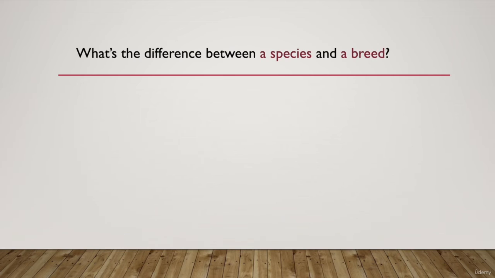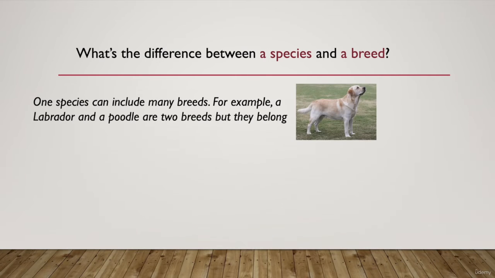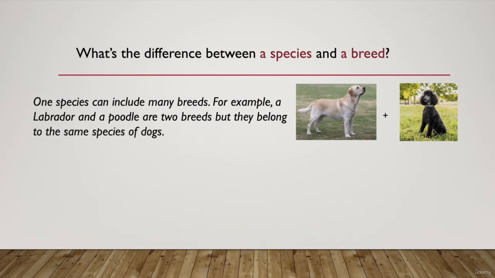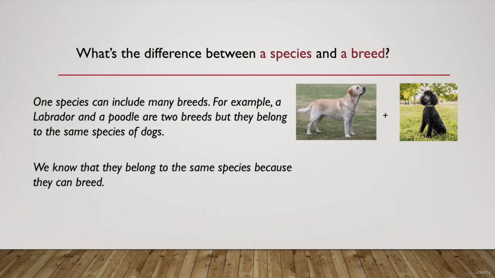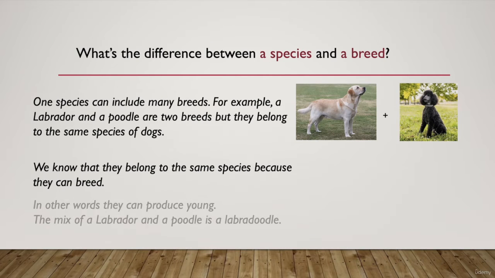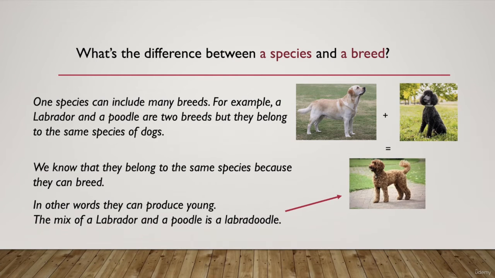Now you might be wondering, what's the difference between a species and a breed? One species can include many breeds. For example, a Labrador and a Poodle are 2 breeds, but they belong to the same species of dogs. We know that they belong to the same species because they can breed. In other words, they can produce young. The mix of a Labrador and a Poodle is a Labradoodle.